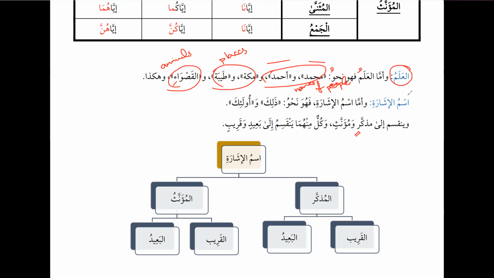طيب, الآن اسم الإشارة. What did we call اسم الإشارة in English? Demonstrative pronoun. Demonstrative pronoun, right? What a noun? Is it called demonstrative pronoun or noun in English? I'm not sure. I'm just asking. It's demonstrative. Yes, but is it demonstrative pronoun or noun? Noun. It's noun. Okay. Noun.